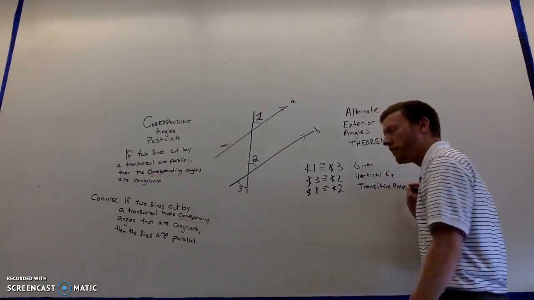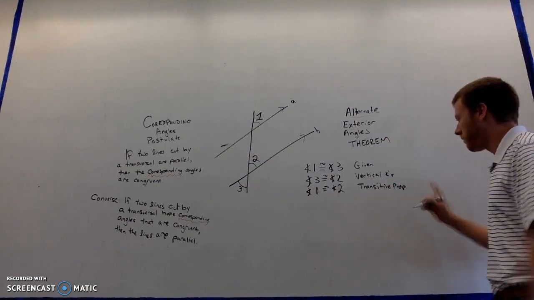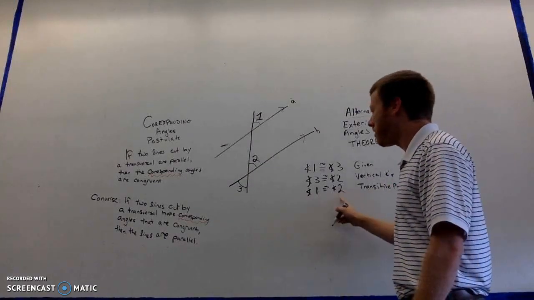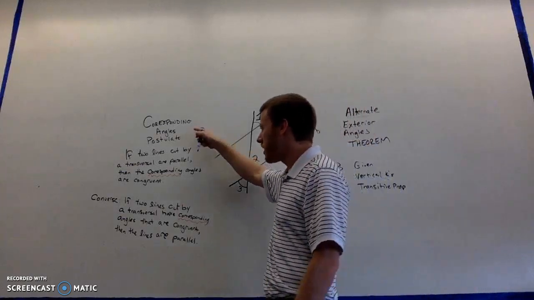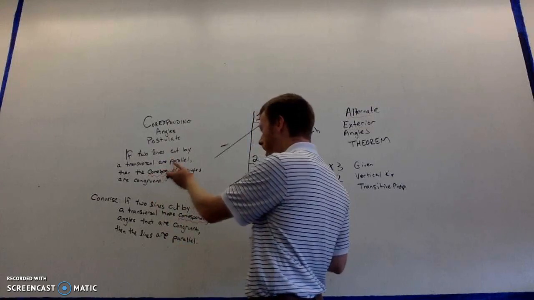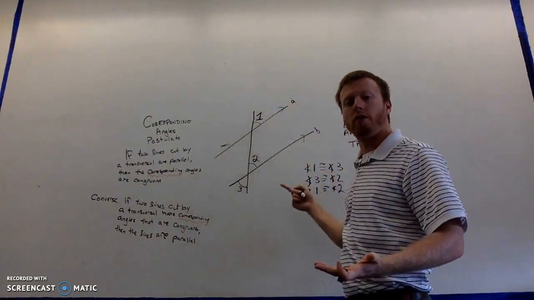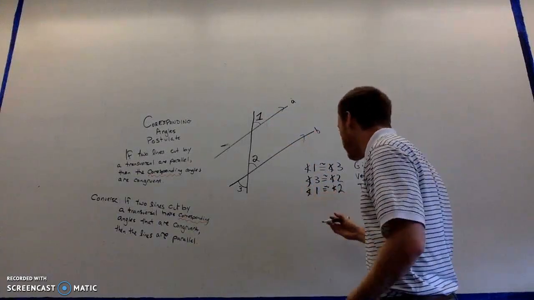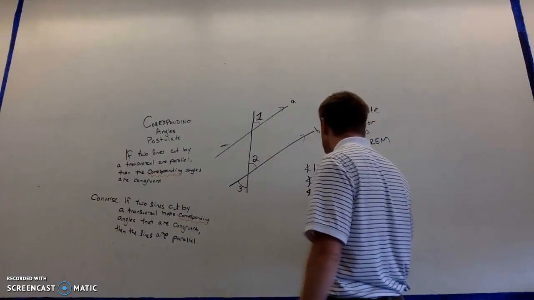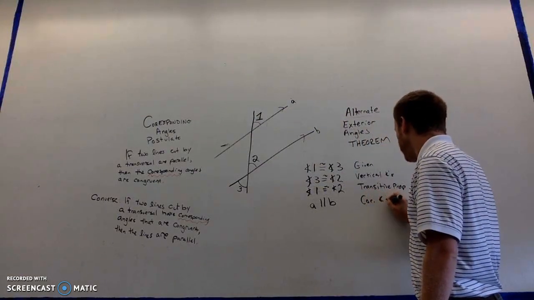So it's very similar to the last proof, just kind of in reverse. All right, so if 1 and 2 are congruent, our corresponding angles postulate says that if 2 lines cut by a transversal have corresponding angles that are congruent, then the lines must be parallel. So A must be parallel to B because of the corresponding angles postulate.